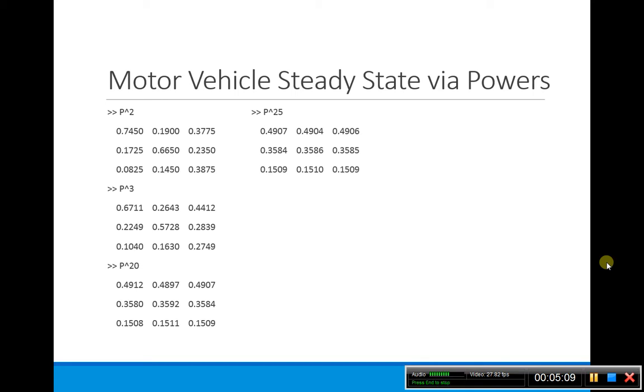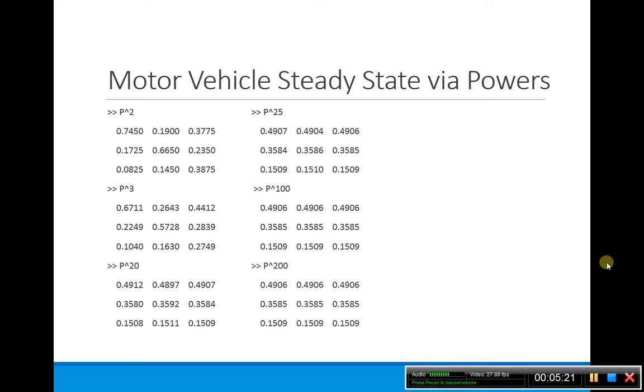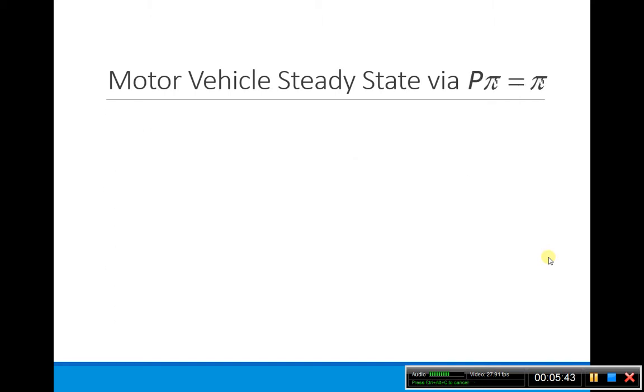So you keep on going. Even here, they're obviously a lot closer with P to the 25, but they're still not identical. If you jump up to P to the 100, then you get identical columns. Let's make sure P to the 200 is still identical. It's the same values. So here our steady state is that General Motors has about 49%, Ford I think is 30%, and then Chrysler has 15%.